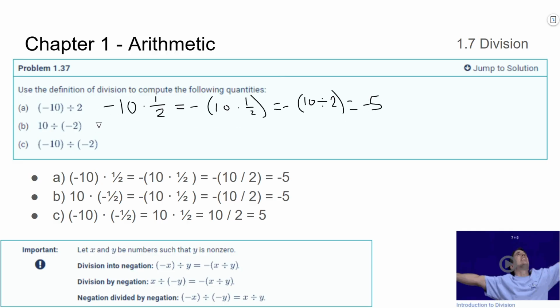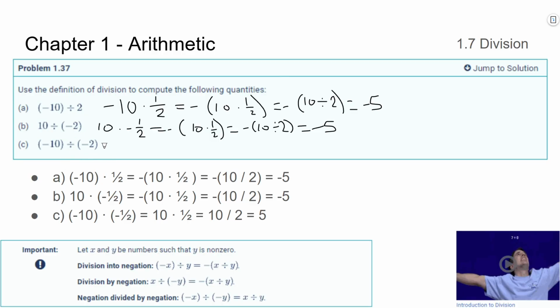All right, so now for this one, we have positive 10, and now we're going to do times negative 1/2. We can pull that negative out here, so negative 10 times 1/2. And we do the same thing that we did here. We can convert that back to division if we want, so negative 10 divided by 2. And that's going to give us negative 5 once again.